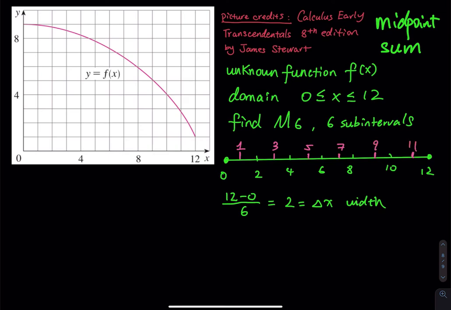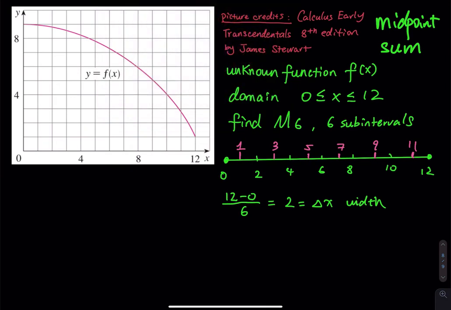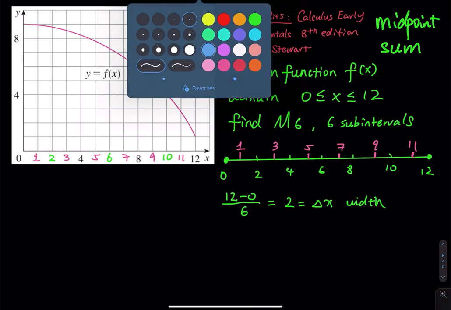Okay, so let's mark the picture. Okay, 0, 2, 4, 6, 8, 10, 12. And then you use the pink: 1, 3, 5, 7, 9, and 11. All right, now time to mark the picture. So I want to do a better contrast, so let's select another color. How about this? Let's select blue.